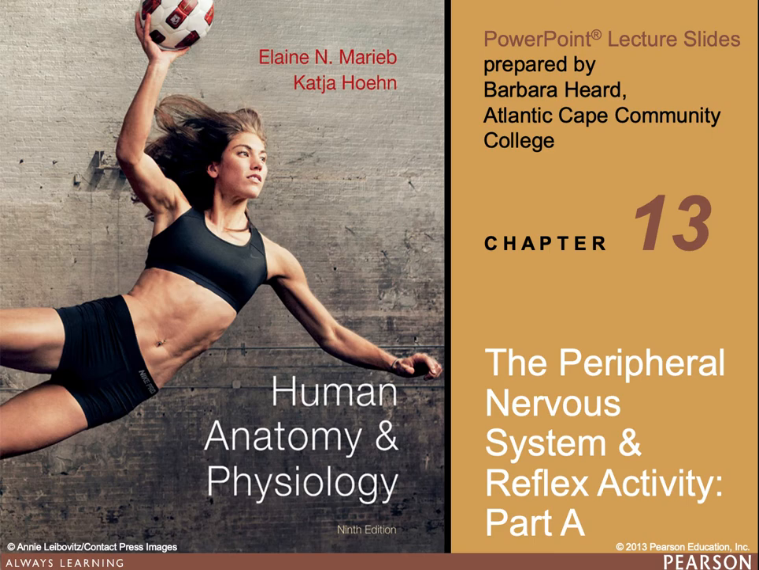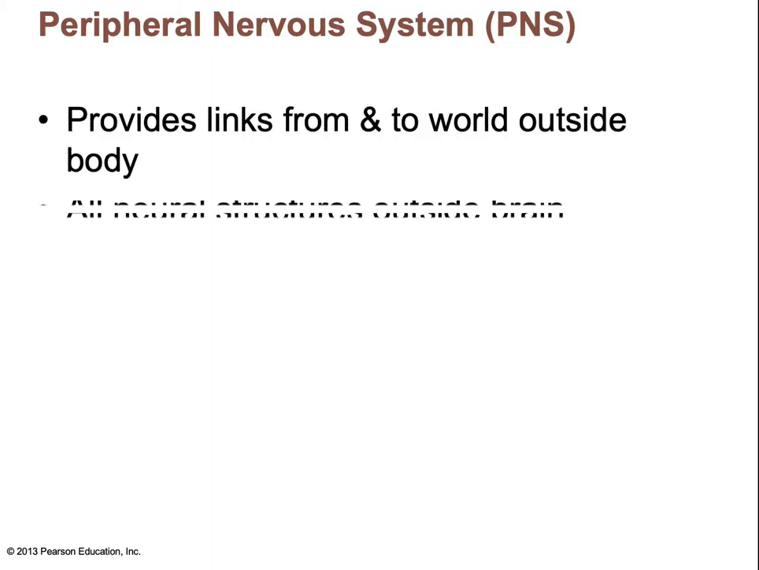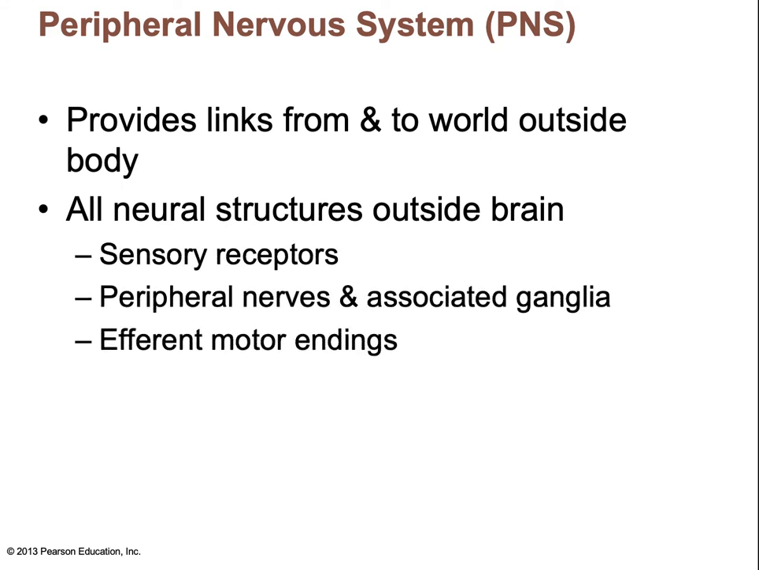Okay, this is our look at the peripheral nervous system, which lies outside the central nervous system and is made up of the peripheral nerves and their ganglia, which are clusters of cell bodies outside the central nervous system, and sensory receptors and the efferent motor endings. Okay, so this is how we send commands from and pipe stimulus information into the central nervous system.